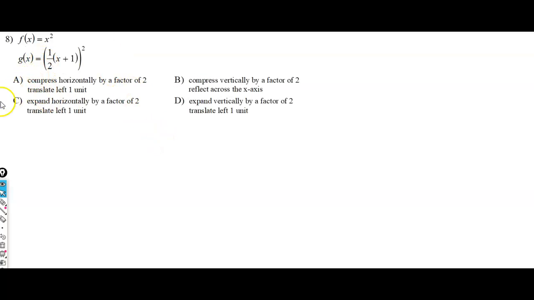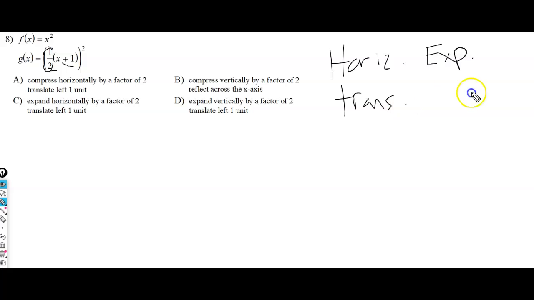Take a look at another one here. So for this one, I've got a number multiplying the x, but notice that that number is less than 1. When that happens, when you multiply by a number less than 1, that is a horizontal expansion. And then when you add a number to your x inside the parentheses, that is a translation to the left. So we're looking for a horizontal expansion and a translation to the left. Let's see. That would be option C.